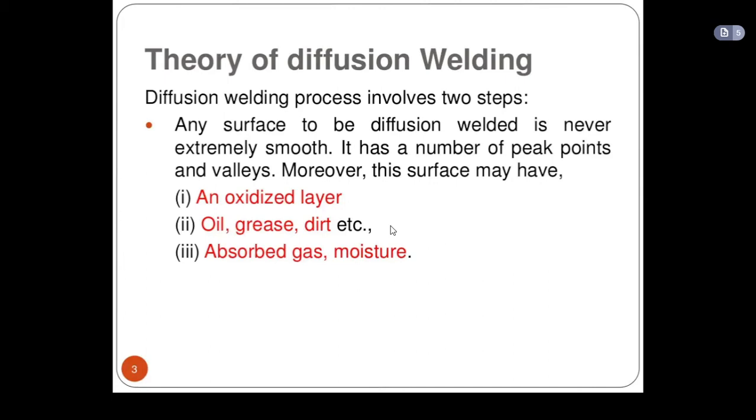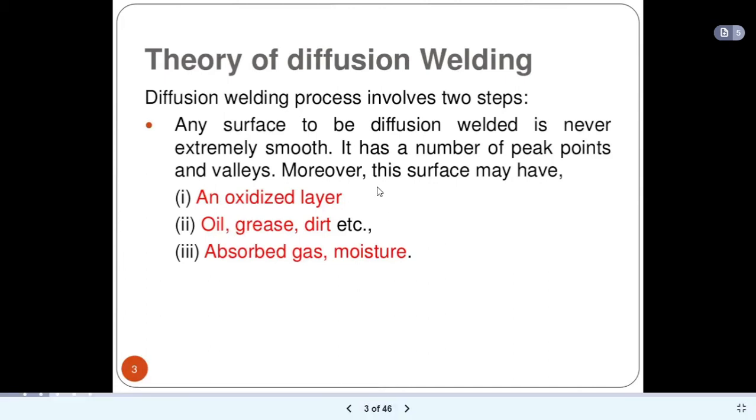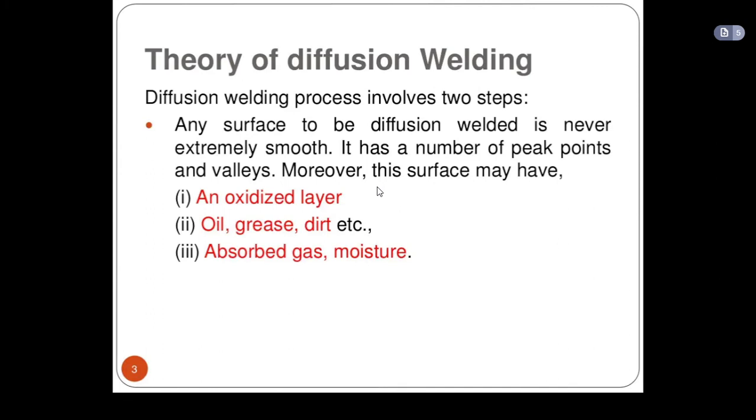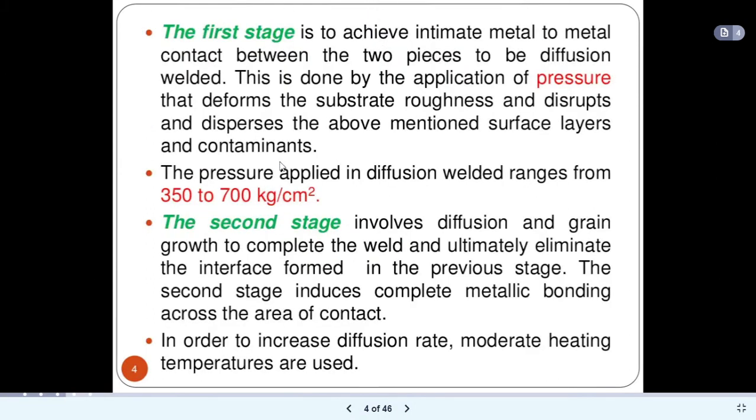These are the main requirements for diffusion welding. What is the first stage in this welding process? The first stage is to achieve initial metal to metal contact. We need to make metal to metal contact of the two pieces to be diffusion welded. This is done by the application of pressure that deforms the surface roughness and disrupts the above mentioned layers and contaminants.